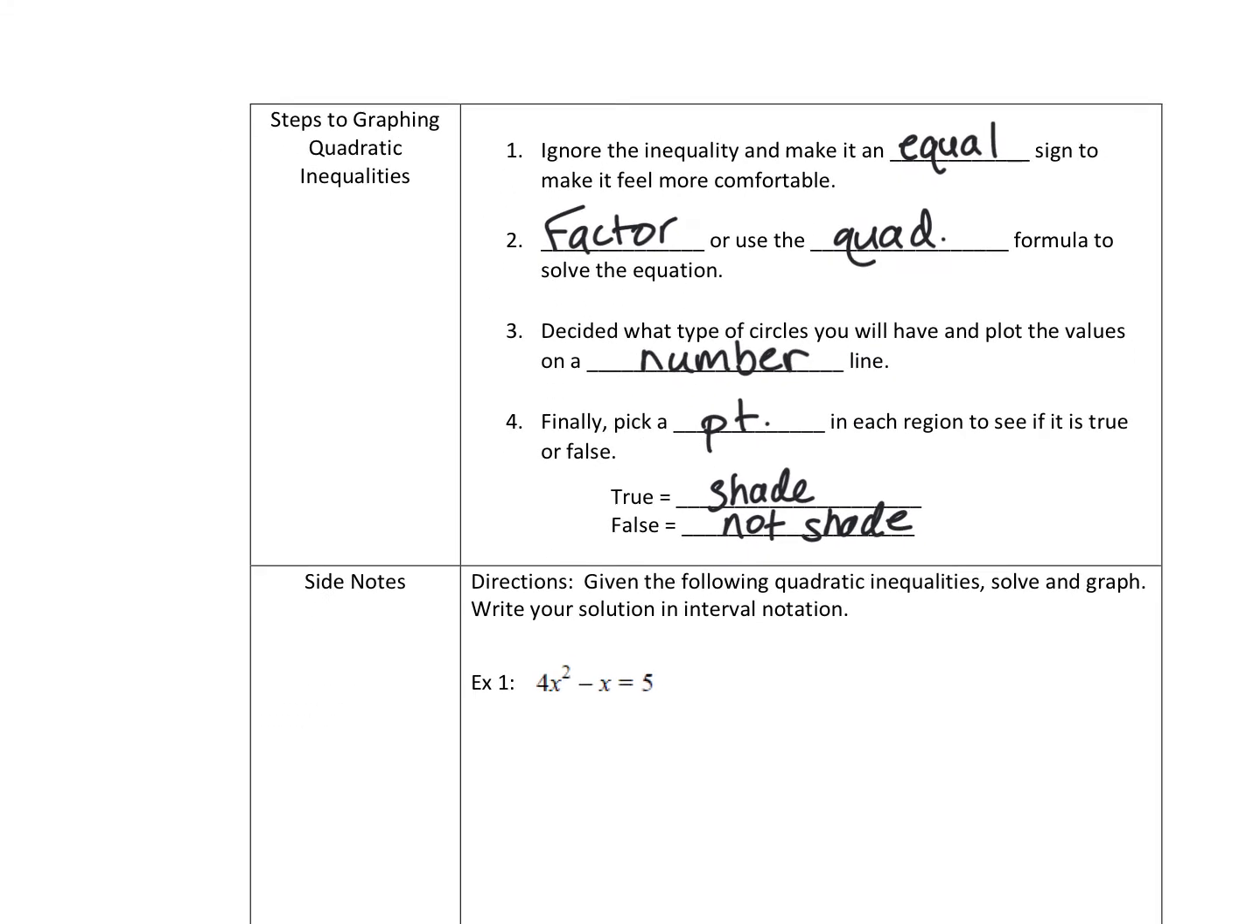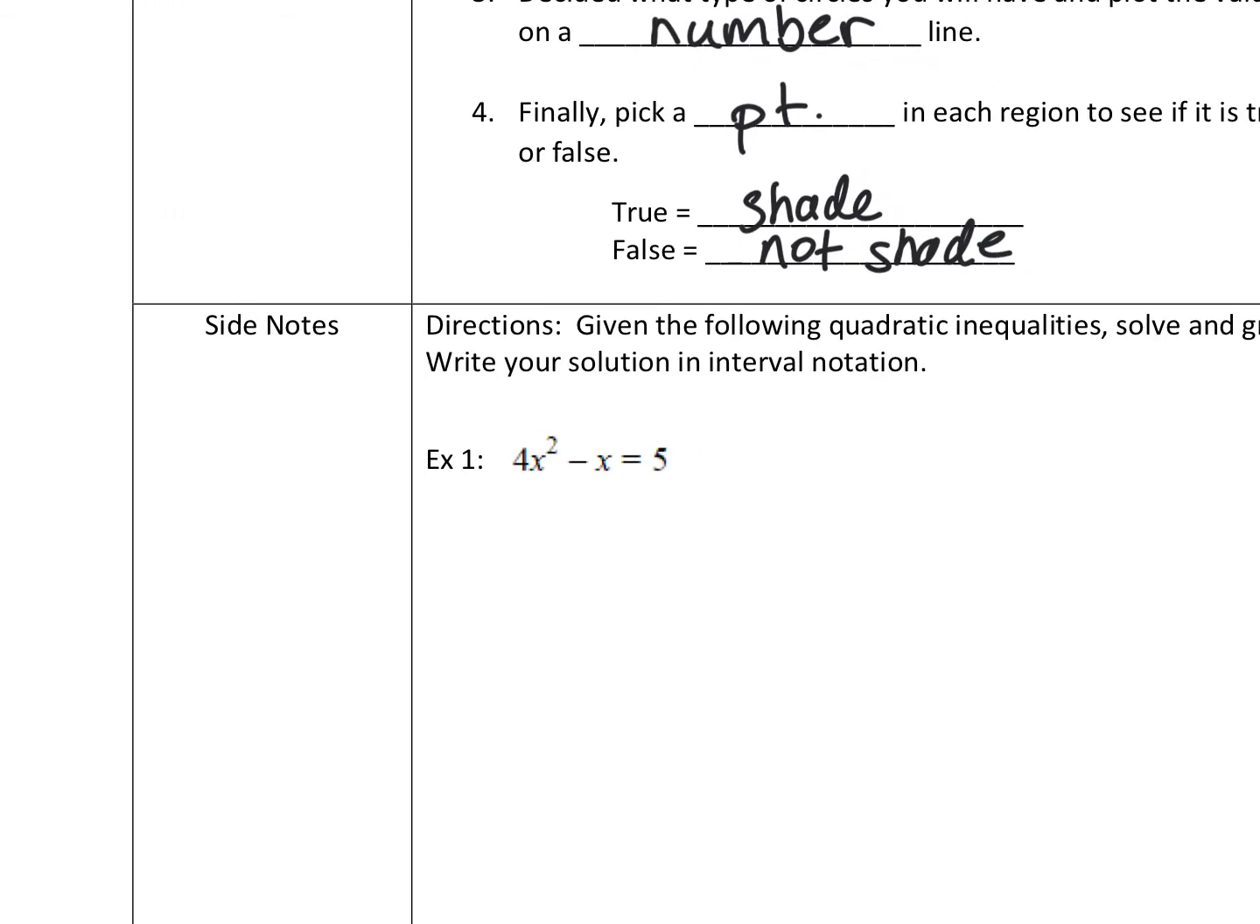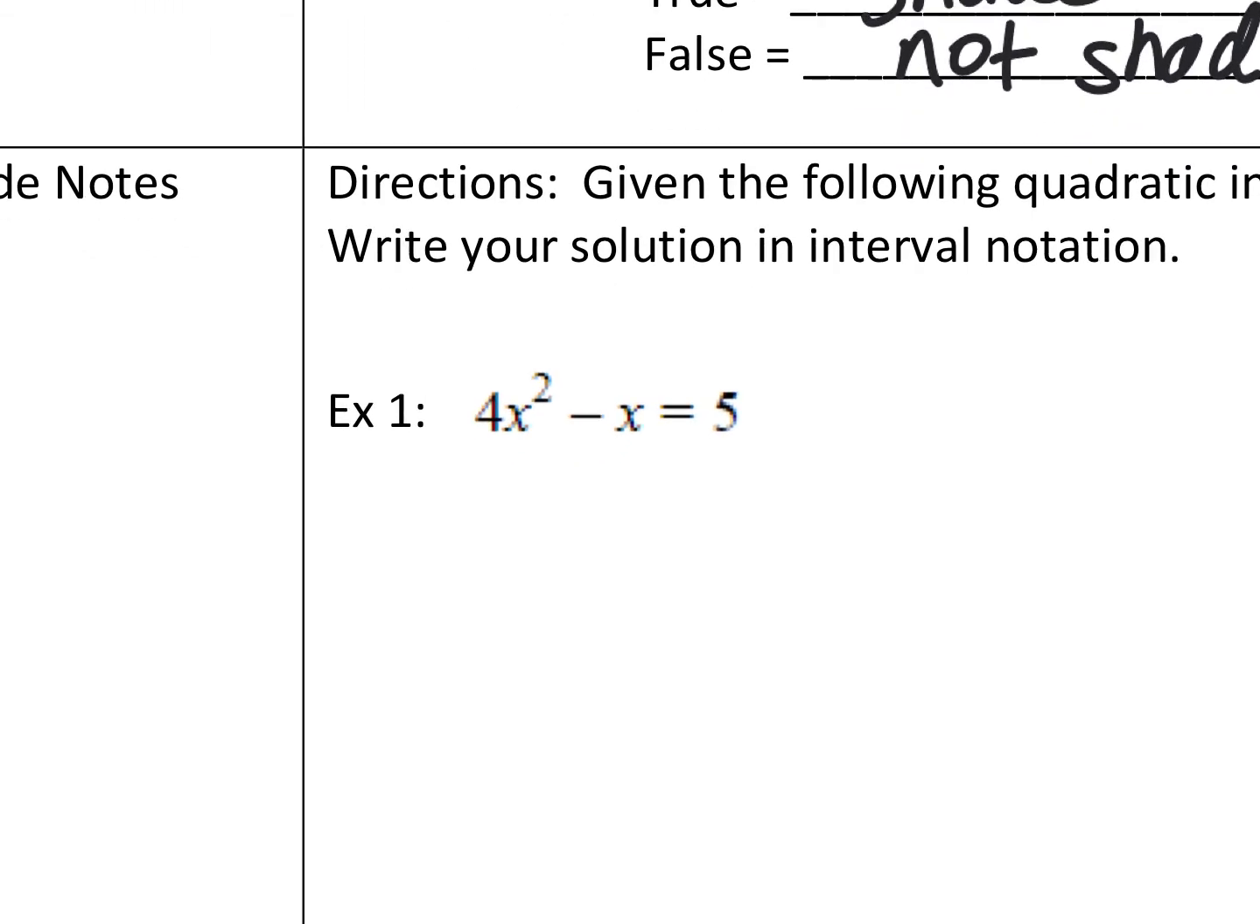Okay, first thing we gotta do is fix my typo. This should not already be an equal sign. We're going to change this to greater than or equal to. So this should be greater than or equal to. Okay. So, first thing we gotta do, we've got to make that sign an equal sign.